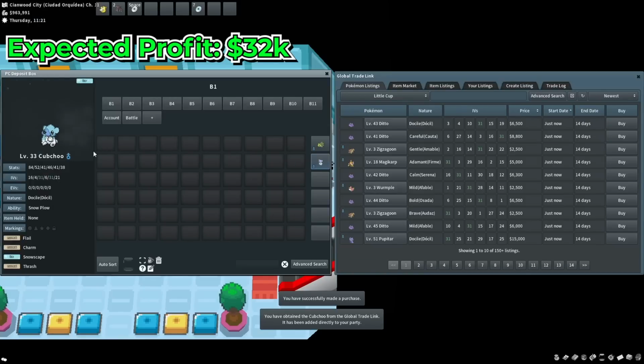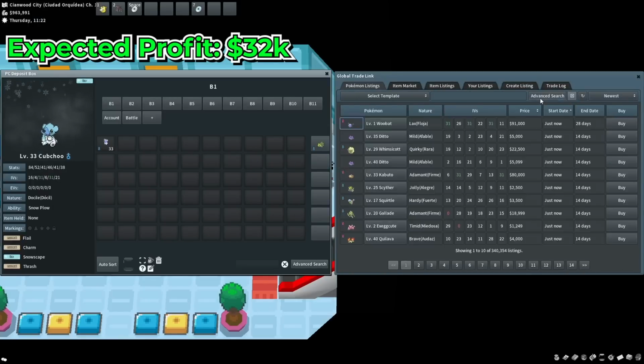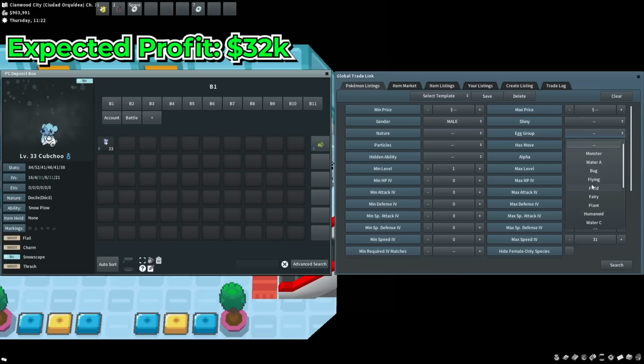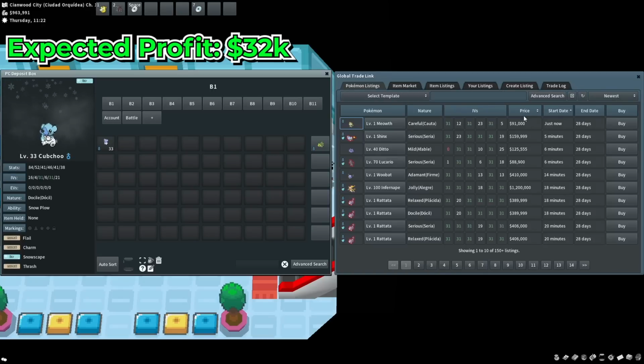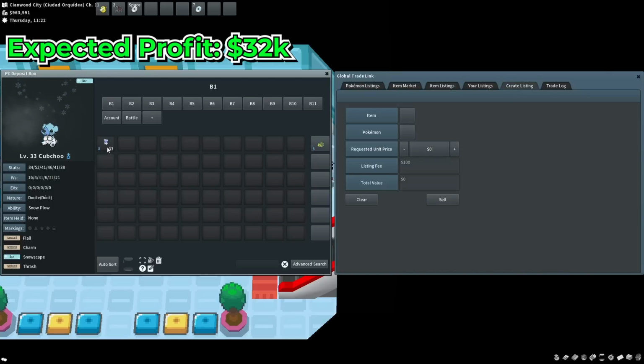Now this is a 2x31 Feebas male, so let's see for how much this goes for. So 31 in both defenses and it goes for 30k, so we'll be pricing ours at 31,997.